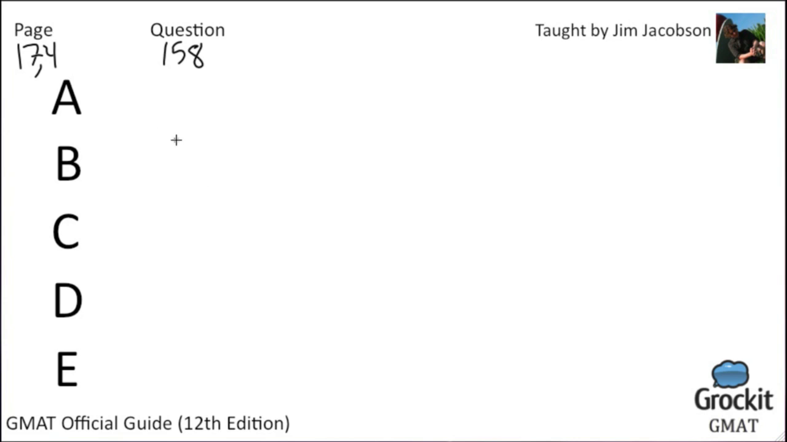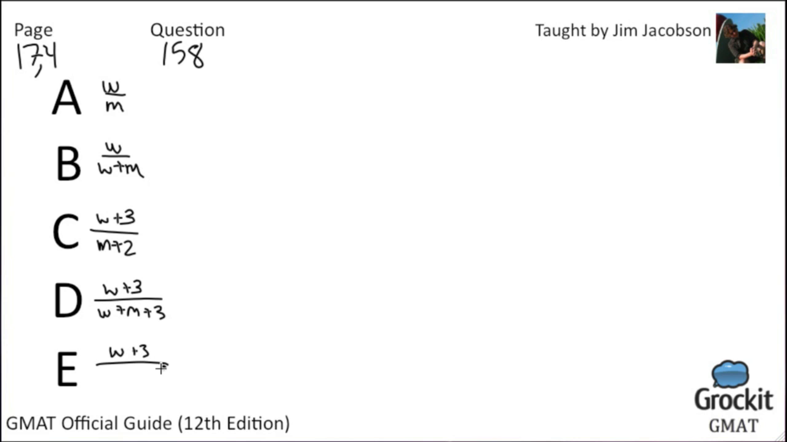Okay, so we have W over M, W over W plus M, W plus 3 over M plus 2, W plus 3 over W plus M plus 3, and W plus 3 over W plus M plus 5.